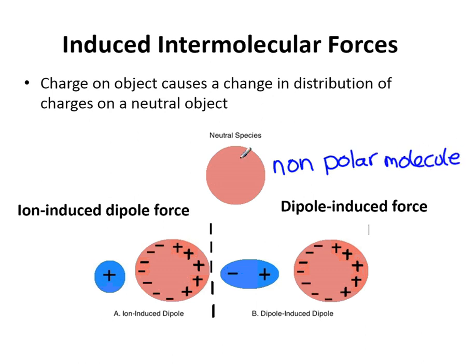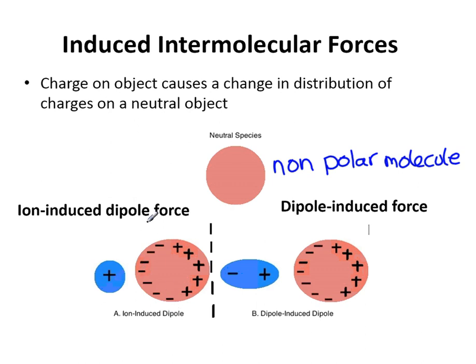Just like the last example, all the electrons are evenly distributed, which is why you see a nice sphere here, or circle, I guess, on the picture. What happens now if you had an ion that approaches? Let's say you had a positive ion. That positive ion, because it has a full positive charge, will attract the electrons in the nonpolar molecule. And for an instant in time when it's close by, it can draw a lot of the electrons towards it.